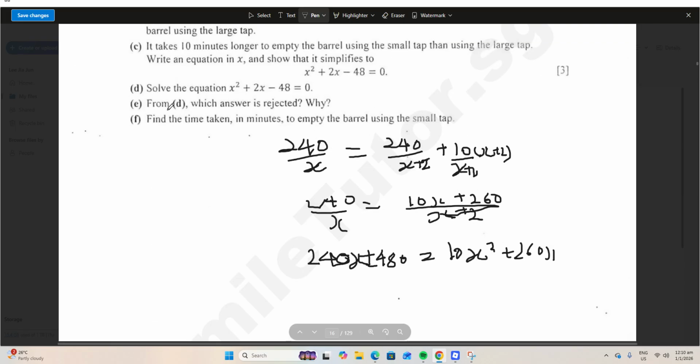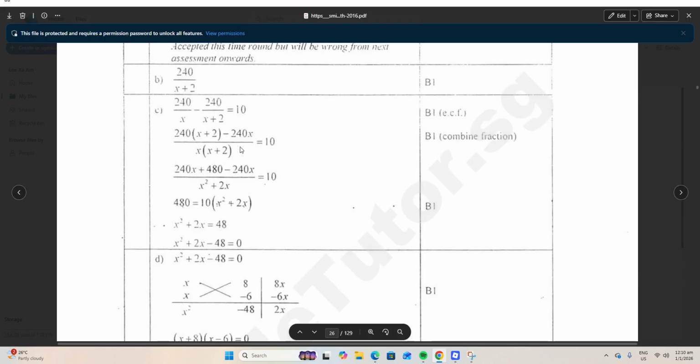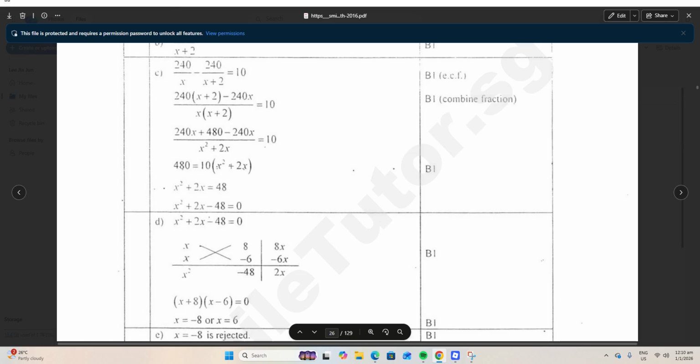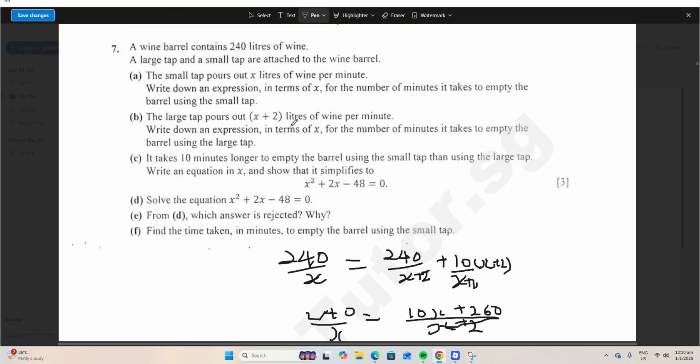Then you solve it. So why is the answer indeed rejected? Because there's a negative answer. What's the negative answer? -8. -8 is rejected because the amount of water, which is the volume, cannot be negative. Because what is x? x is liters of water. It cannot be negative. How do you get -8 liters? Right. Okay. Find the time taken in minutes to empty the barrel using a small tap.